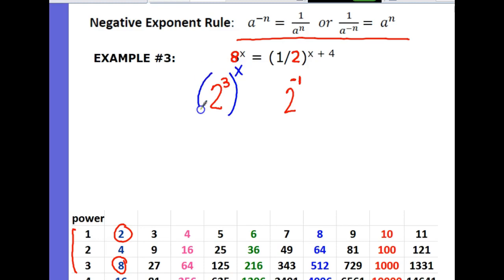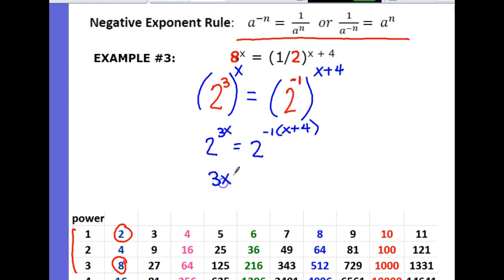And then we still have the x. That's the 1/2, and we have the x plus 4. The 1/2 is 2 to the negative 1 power. That's equal to 1/2. So then we use our power to a power rule. Once the bases are the same, then the exponents have to be equal. The 3x has to equal negative 1 times x plus 4. And then you have to distribute and solve.